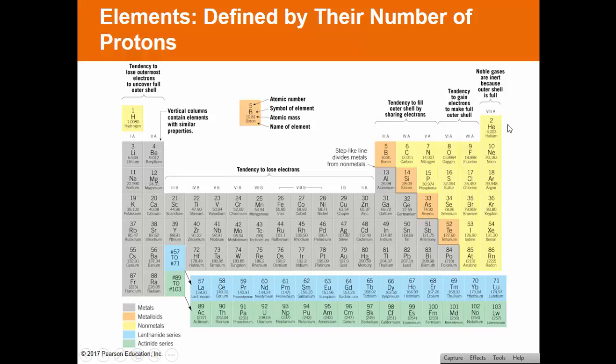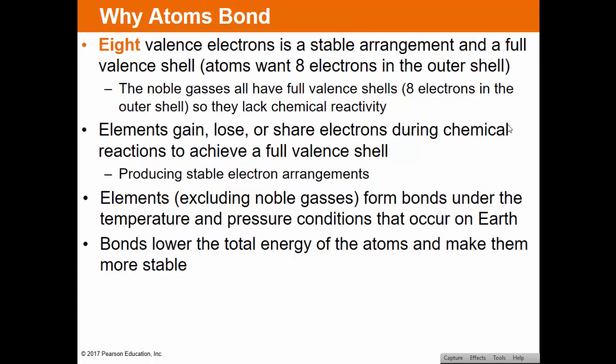They do not interact with other gases because they have the perfect number of electrons in their outer shell, so they're chemically non-reactive. Elements gain, lose, or share electrons during chemical reactions to have that full valence shell. That's what produces a stable electron arrangement. So when they chemically bond, they're trying to achieve that stable valence shell of 8. Elements other than the noble gases form bonds under the temperature and pressure conditions that occur here on Earth, and that's how we get these different chemical combinations. Those bonds lower the total energy of the atoms and make them more stable. The noble gases are stable. Other elements that don't have 8 in the outer shell want to achieve stability through chemical bonds, chemical reactions.